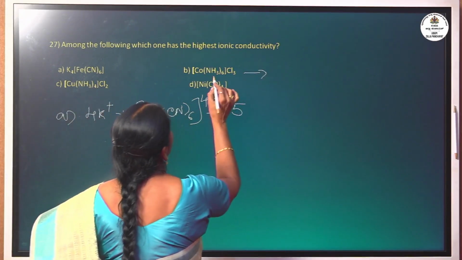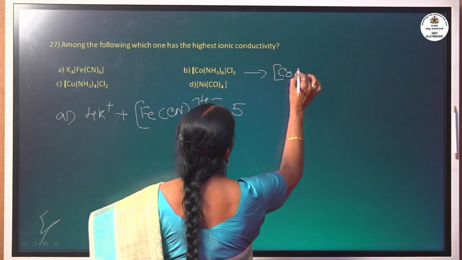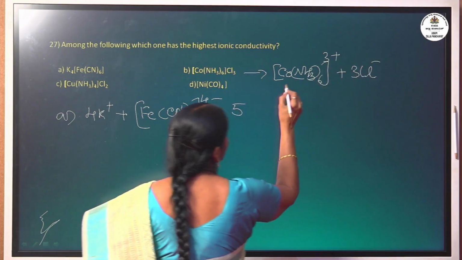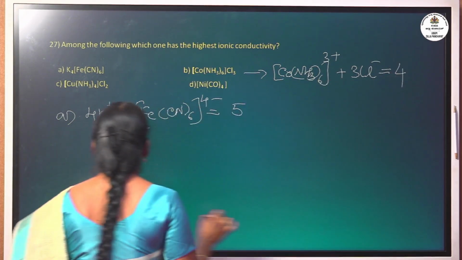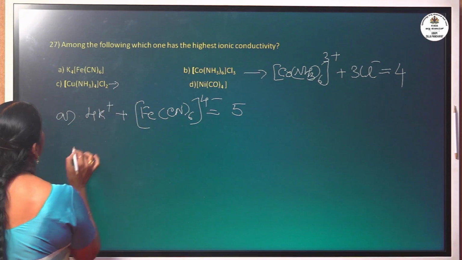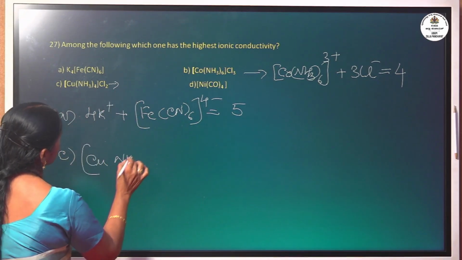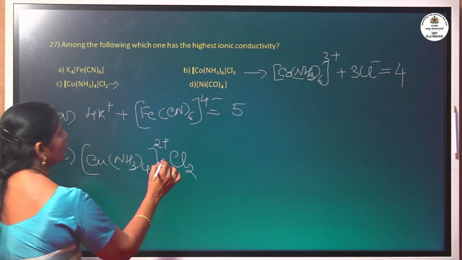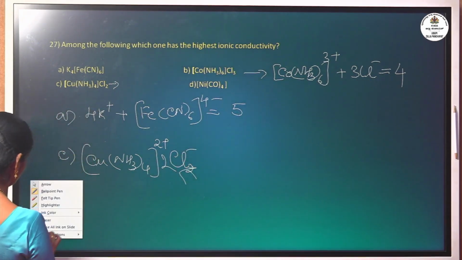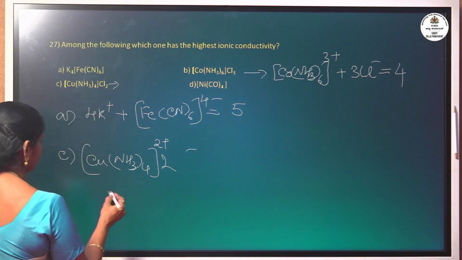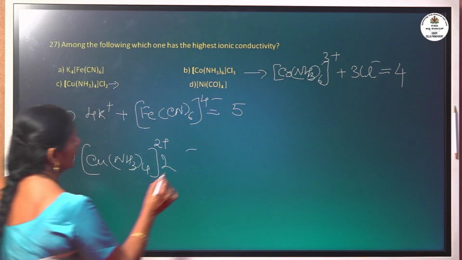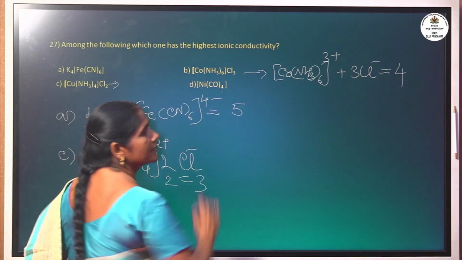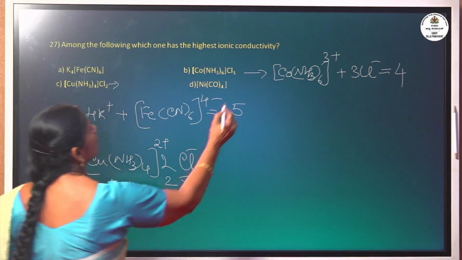And in this case you have 1 ion of the complex plus and 3 chloride minus. So the total number, 1 plus 3, will be 4. And in this case 1 ion from Cu(NH3)4 2 plus, which is neutralized by 2 chloride, so 2 Cl minus. So this is 1 plus 2, which is equal to 3. And here it is not an ionic compound, it is a neutral molecule, so n is equal to 0.